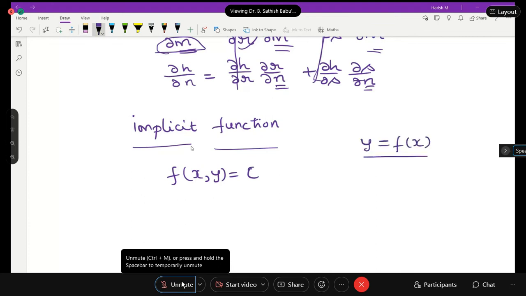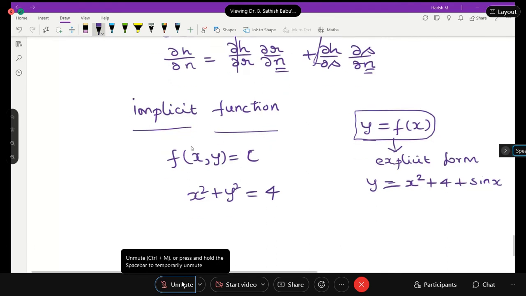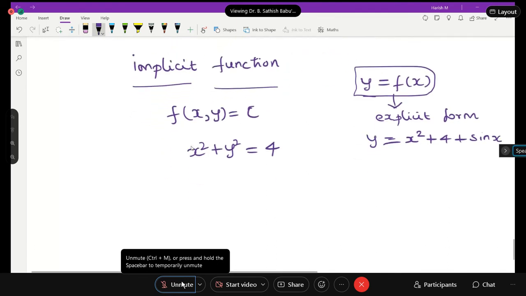If you have the equation y is equal to f of x, this we call explicit form. The reason is you can express y completely in terms of x. Can you see? Y is completely expressed in terms of x, right? If I take this simple example, x square plus y square is equal to 4, this represents the circle equation with center 0, 0 and radius 2. This is considered to be an implicit function.